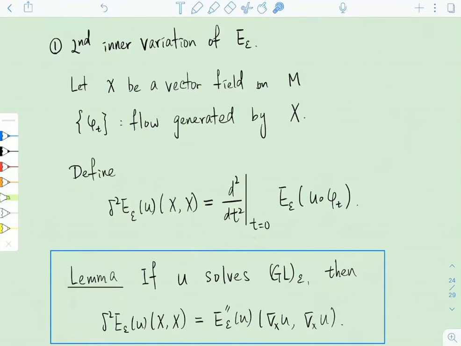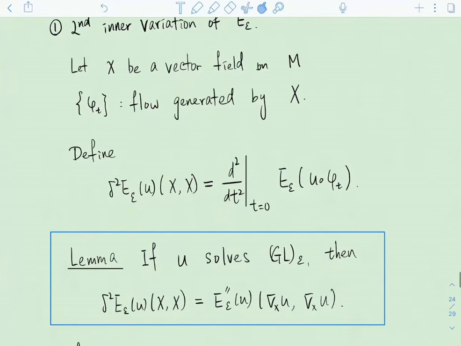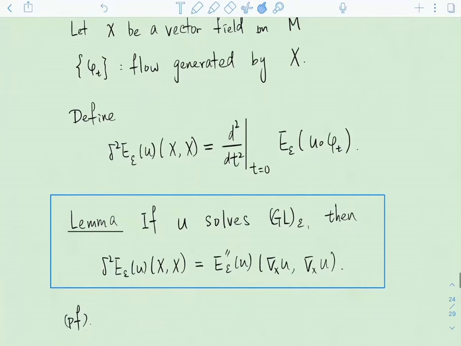Okay, and we're interested, of course, in the case where U is a solution to the Ginzburg-Landau equation, in which case this genuinely defines a quadratic form, so the notation makes sense. The following lemma clarifies the relationship between the second inner variation and the usual second variation of the Ginzburg-Landau functional. It says that in the case where U is a solution to the equation, the second inner variation coincides with the usual second variation with respect to the derivatives of U along X.